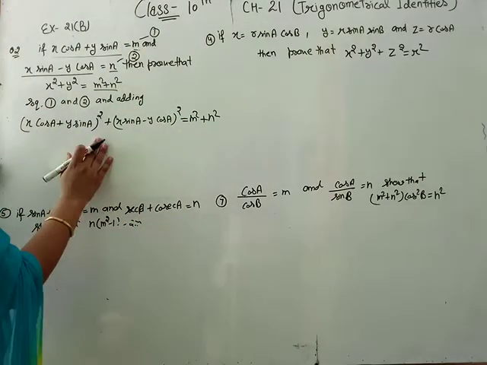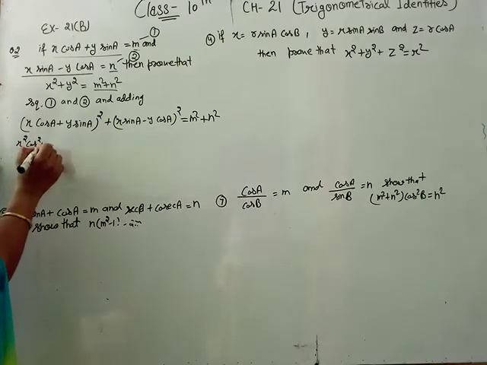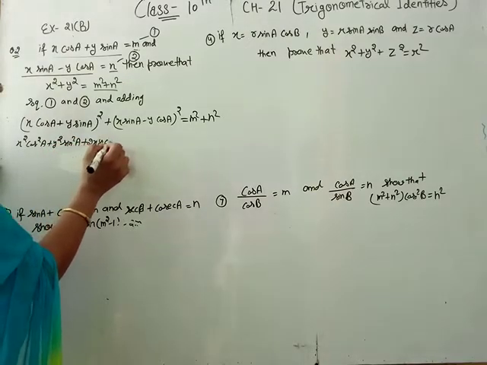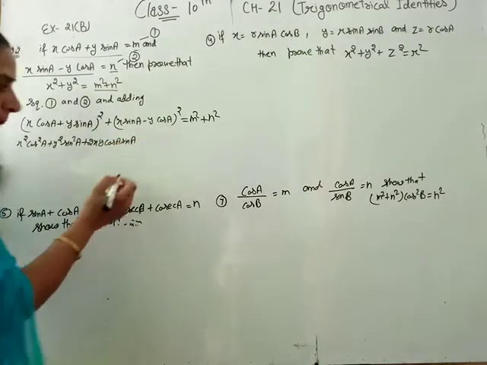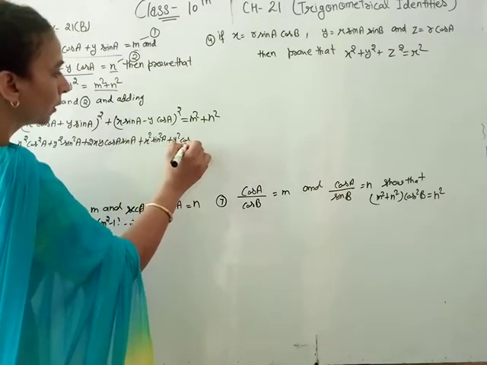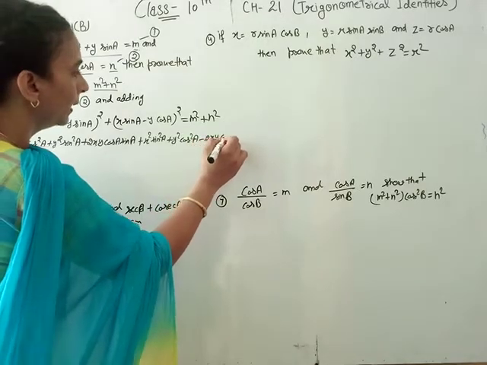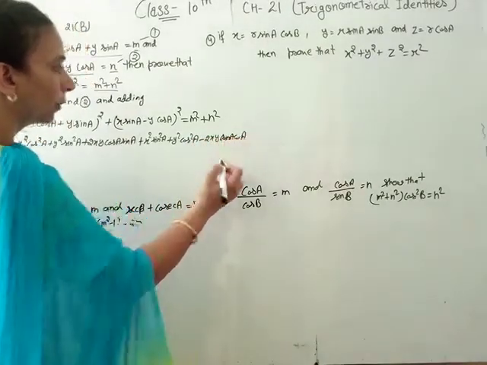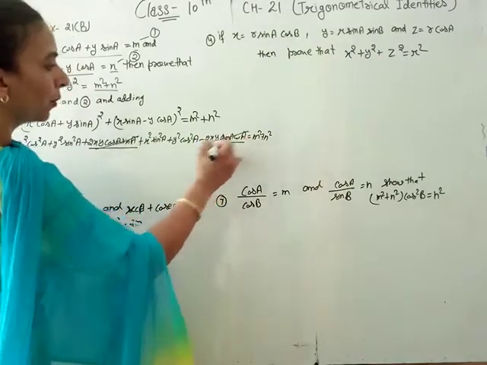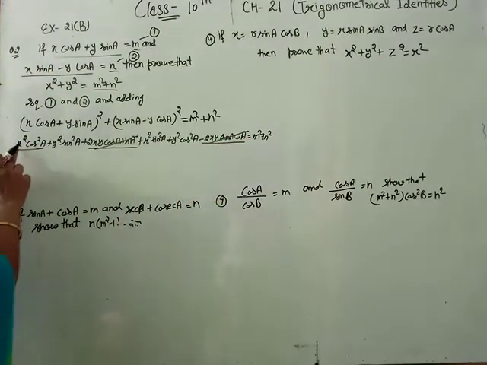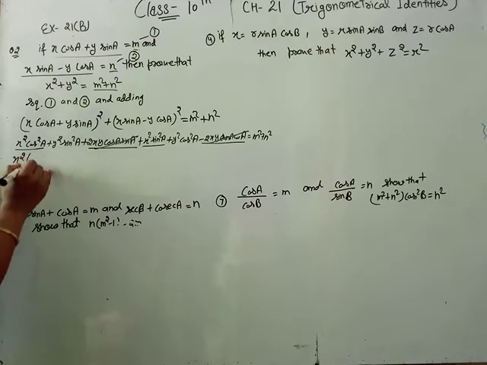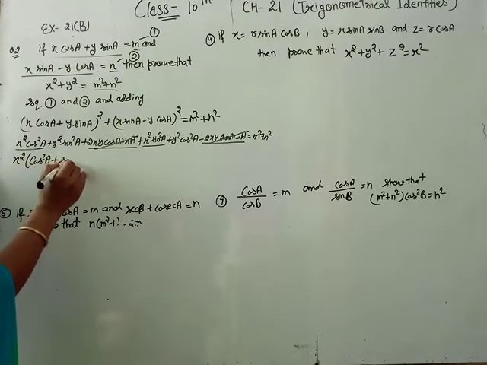Then solve this identity. x square cos square A plus y square sin square A plus 2xy cos A sin A. And same as it is, x square sin square A plus y square cos square A minus 2xy sin A cos A, and this equals m square plus n square. 2xy cos A sin A and 2xy cos A sin A cancel, then x square cos square A and x square sin square A, in both these terms you take common x square and write cos square A plus sin square A.